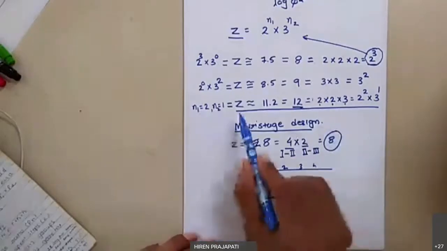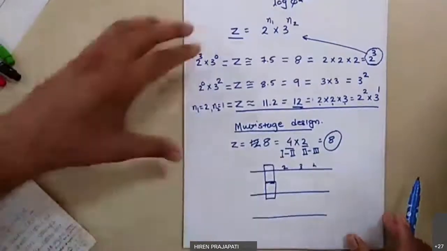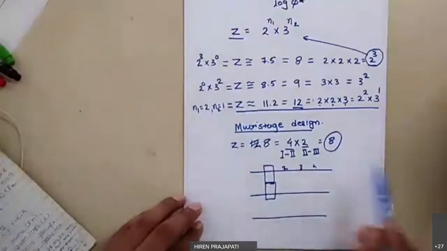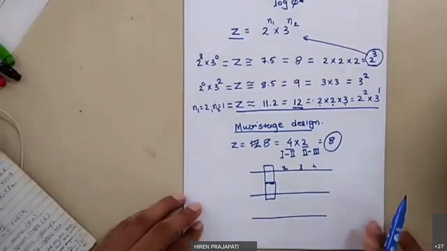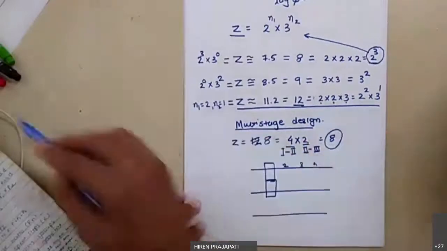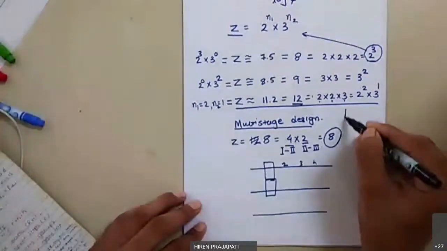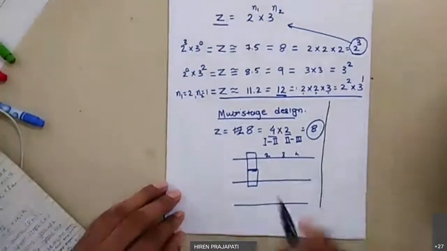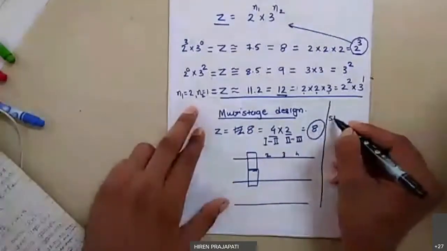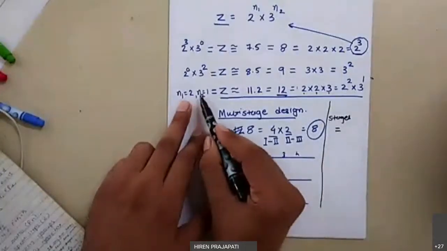And that's why Z is written as 2 raised to 2 and 3 raised to 1. In general, if you form this type of equation for Z, then you can determine the number of stages required. So for 12 speeds, the number of stages is equal to n1 plus n2.